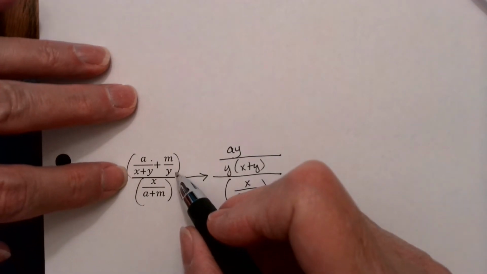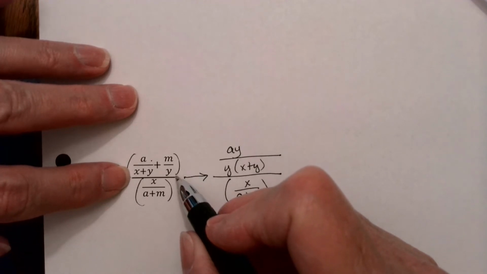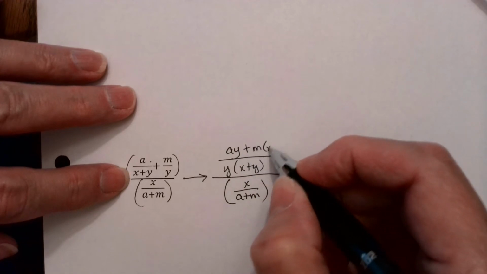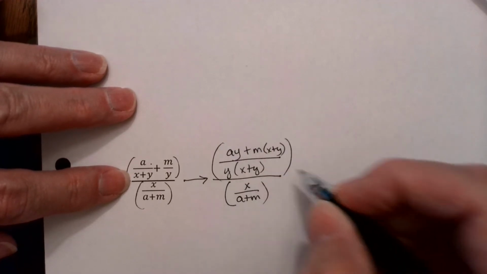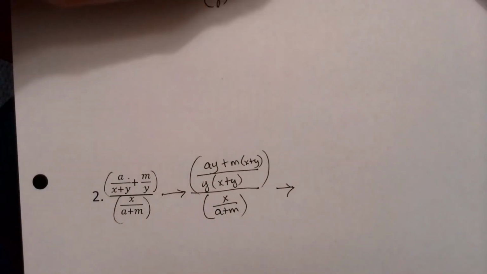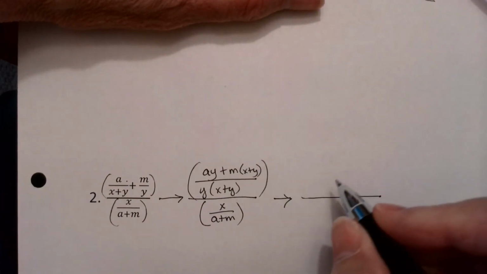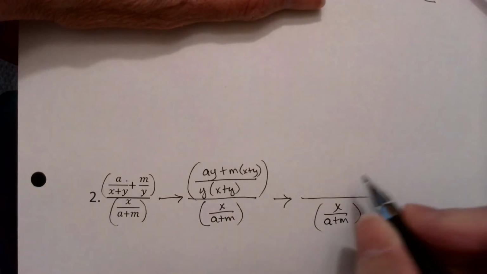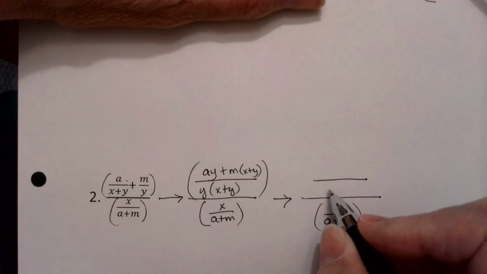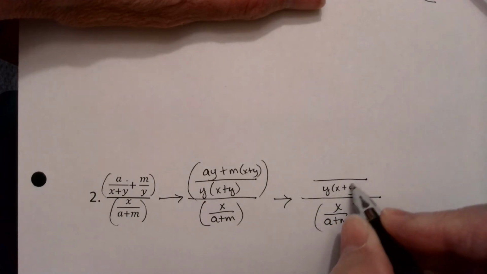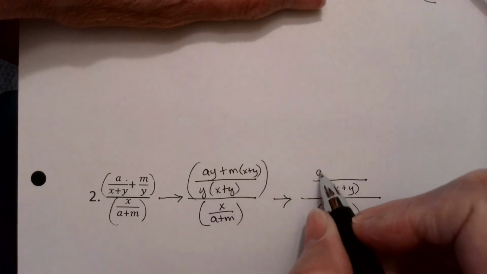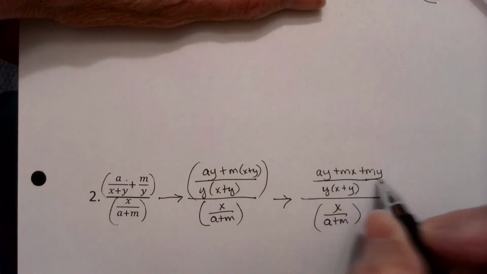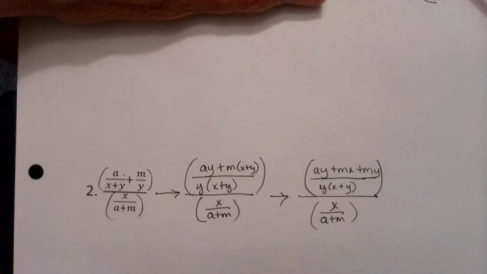For this one, I'm going to have to multiply the top and the bottom by x plus y. Multiply the m by x plus y. So m times x plus y. And that's distributive property. We'll do that. Okay, just taking another step here. So the bottom is staying the same. The bottom of this top fraction, I'm going to leave the same. But the top, I'm going to simplify. So I get ay plus mx plus my. So that's my top fraction.